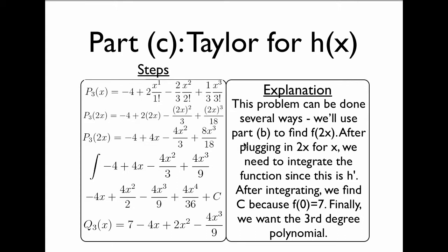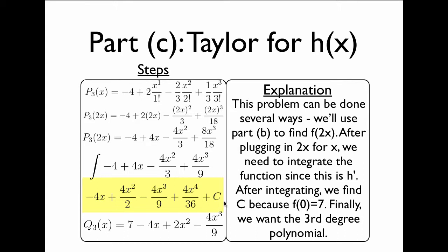Now unfortunately, it was h prime that equaled f of 2x, not h. So if I want to get to h, I'm going to have to integrate here. So I integrate term by term this P3 of 2x polynomial. Again, that's a common skill we've seen used, and you'll often have to find the antiderivative or derivative of a Taylor polynomial. So from there, we integrate term by term. We get our function here, but we have a plus c.